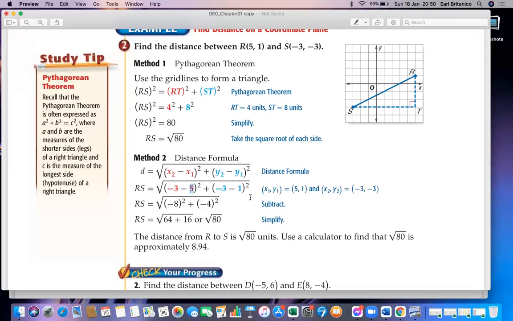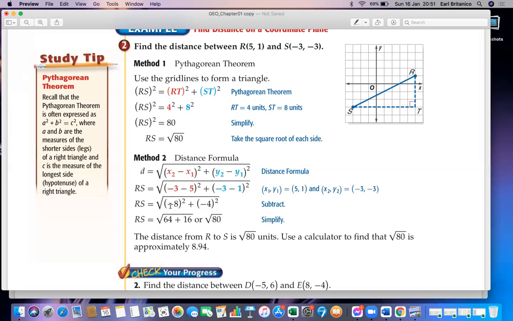See, -3 minus 5. And then plus, y2 is -3 again. It happens that the y2 is -3 because that's the second number of your second point. So that's your y2, -3. Minus, because the formula says you have to put a minus sign after the y2. Then your y1 is +1. So signed numbers, algebra, -3 minus 5 is -8 squared. -3 minus 1 is -4 squared.